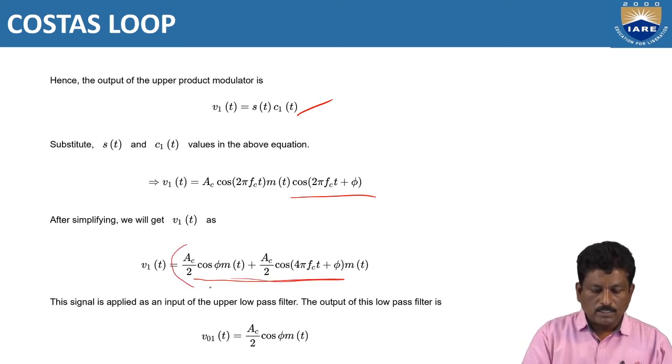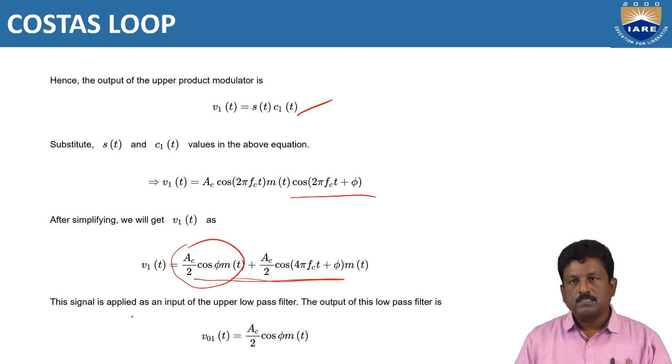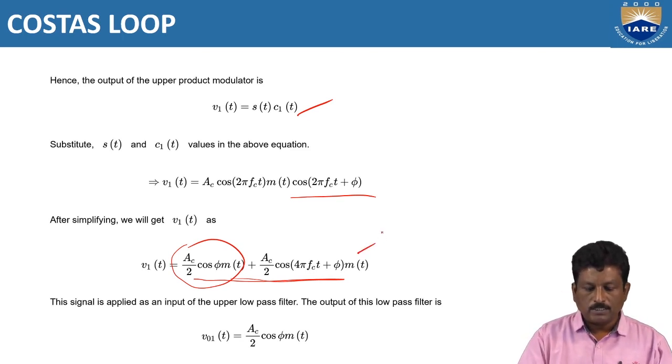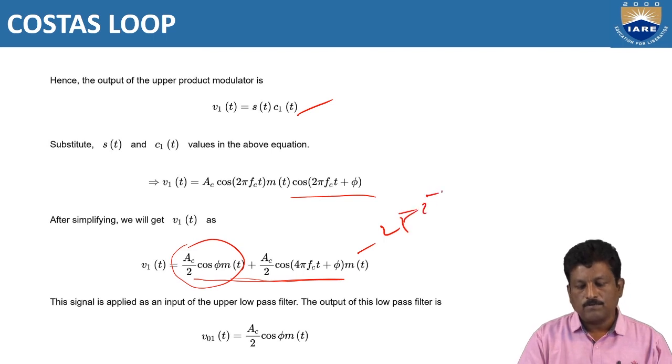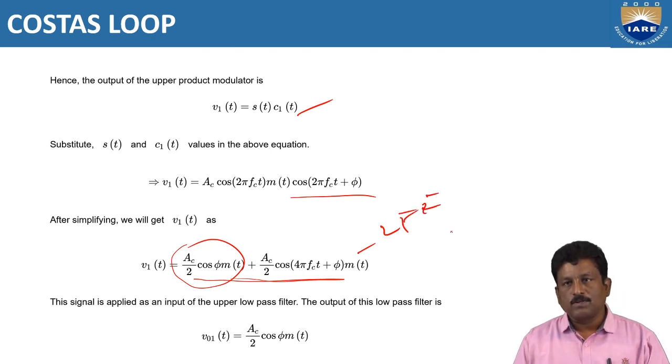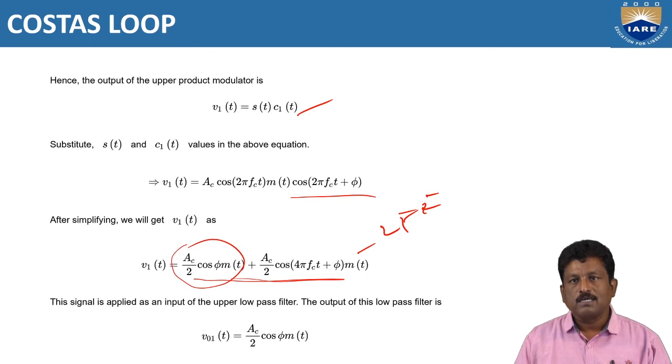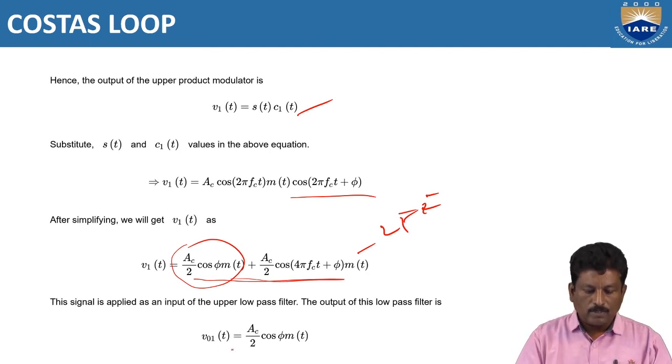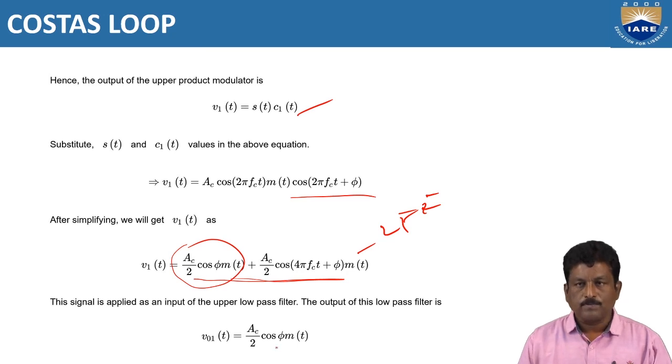The first term is our wanted term, and the second term is a high frequency component. We eliminate it by the operation of the low pass filter, LPF. The purpose of the low pass filter is to reject the high frequency component and allow only the low frequency. We get V0(t) equal to Ac/2 cos(phi) m(t).